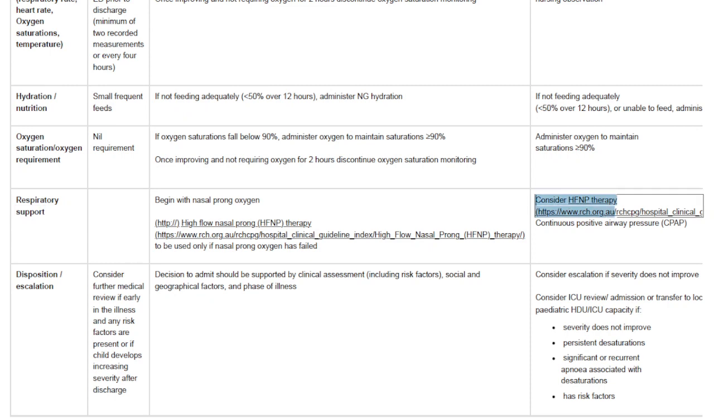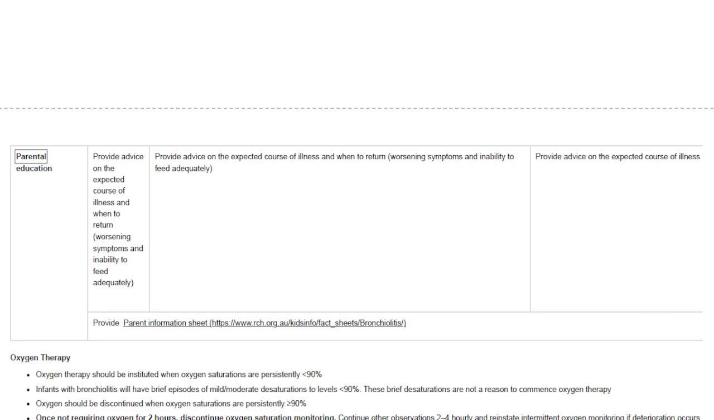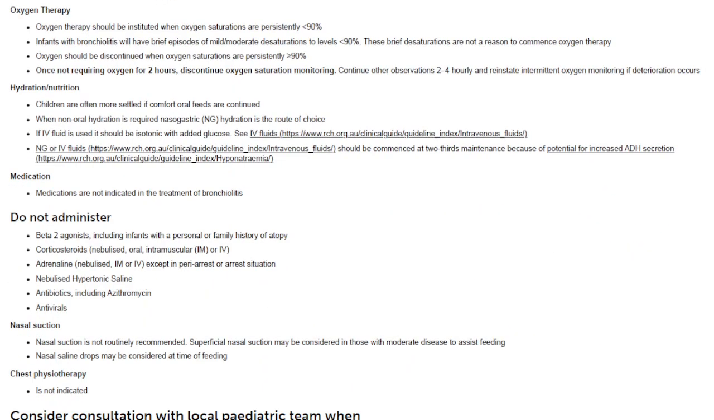Support. Dispositions, escalation: consider escalation if severity does not improve. Consider ICU review/admission or transfer to a higher-level paediatric HDU/ICU capacity if severity does not improve, persistent desaturations, significant or recurrent apnoea associated with desaturations, or has risk factors. Parental education: provide advice on the expected course of illness.